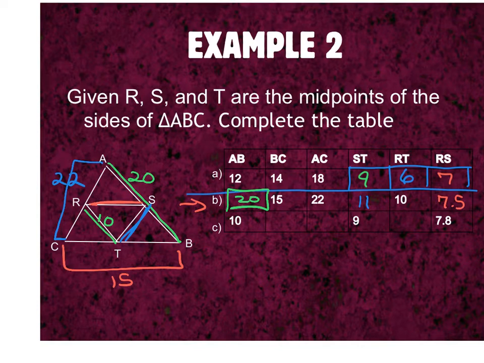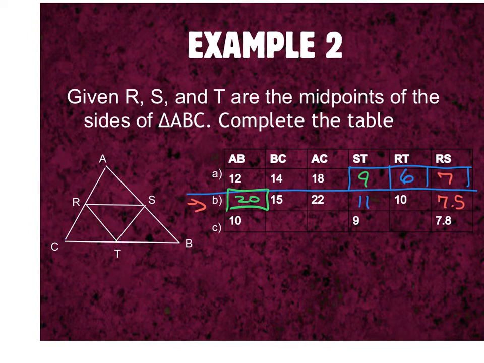Now I'm going to erase the numbers again and do row C. So C is telling me that AB is 10, ST is 9, and RS is 7.8. The mid-segment that's parallel to AB is going to be RT. So if AB is 10, RT is 5.